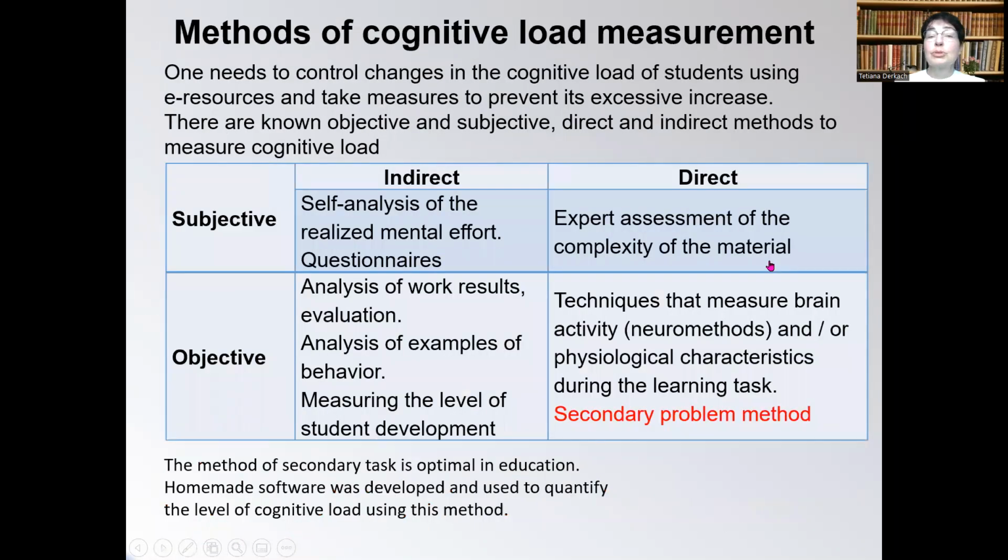One needs to control changes in the cognitive load of students using electronic resources and take measures to prevent its excessive increase. There are known objective and subjective, direct and indirect methods to measure cognitive load. In our opinion, the secondary problem method, or the method of secondary task, is optimal in education. An ICT-based tool was developed and used to quantify the level of cognitive load using this method.